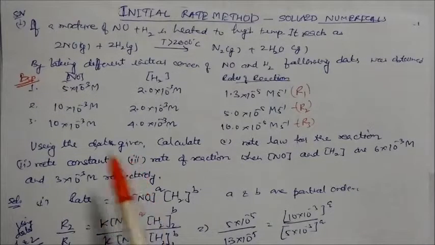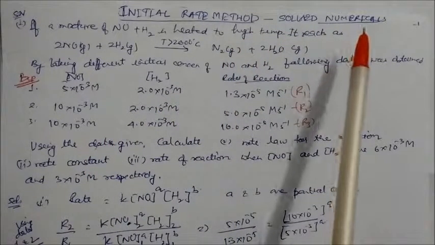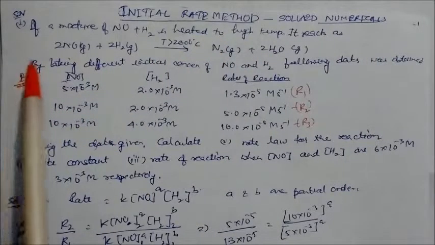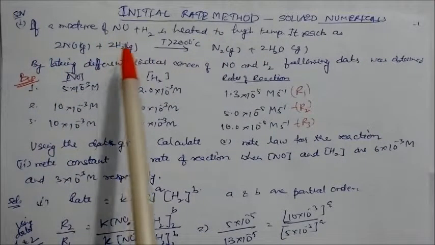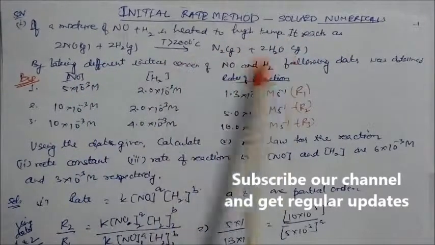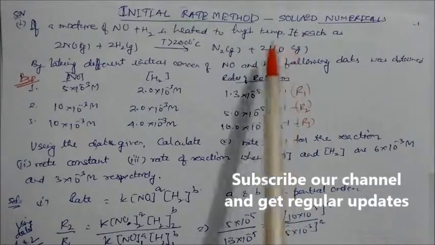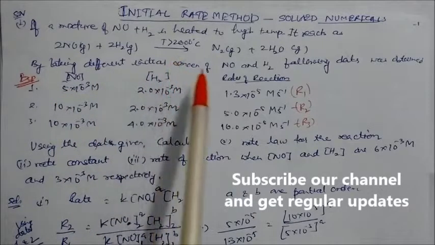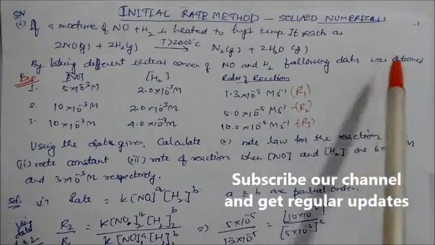Some problems based on the initial rate method. So these are the solved numericals. Numerical number 1: if a mixture of NO plus H2 is heated at high temperature, it reacts as this reaction, so it will give you N2 plus twice H2O. By taking different initial concentrations of NO plus H2, the following data is obtained.